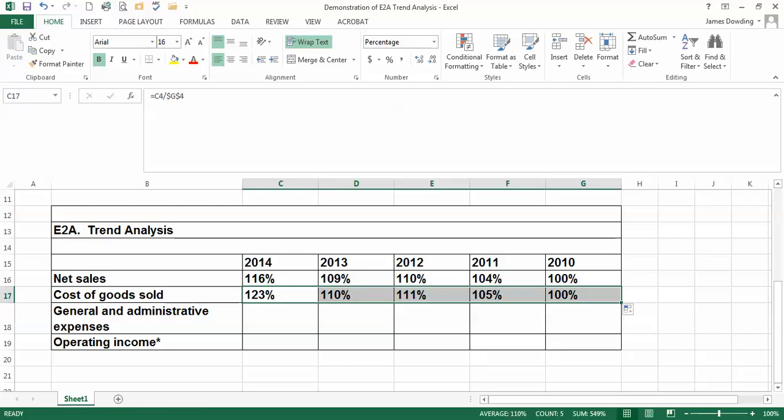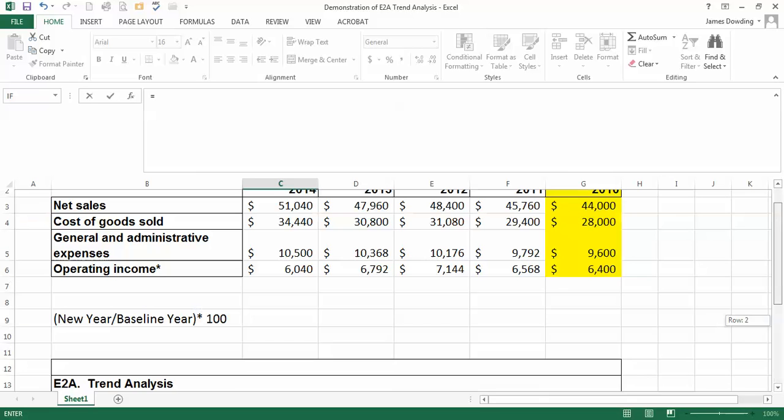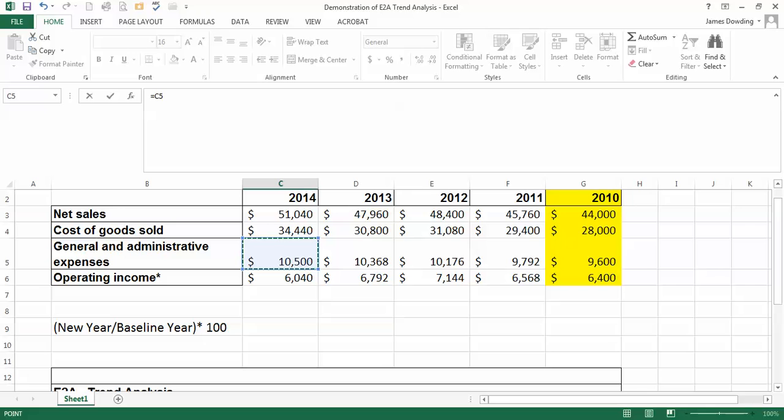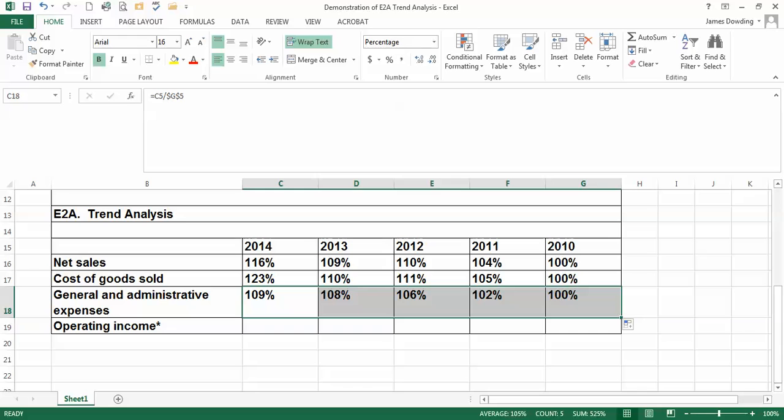Again, notice our cost of goods sold is 100% in 2010. We now need to do our general and administrative, equal sign. I'm going up here to the 10,500 divided by the 9,600. Again, I'm going to make that absolute, so I press F4, accept that, and make that a percent. Again, I can drag it across. Notice that our general and administrative for 2010 is again 100%.